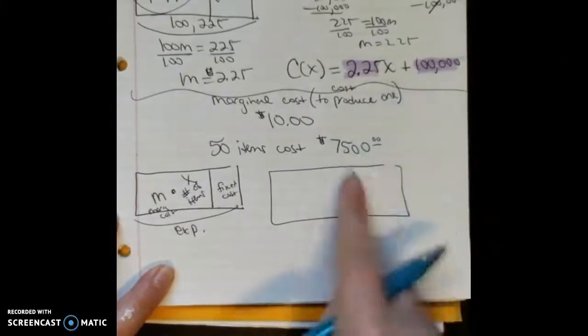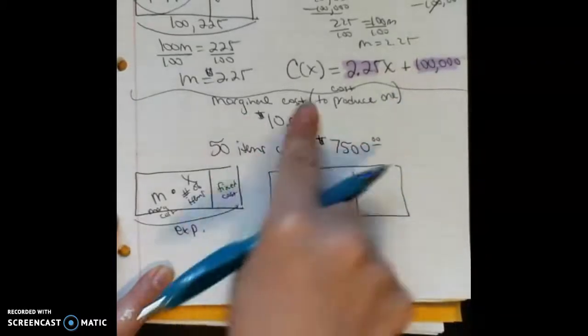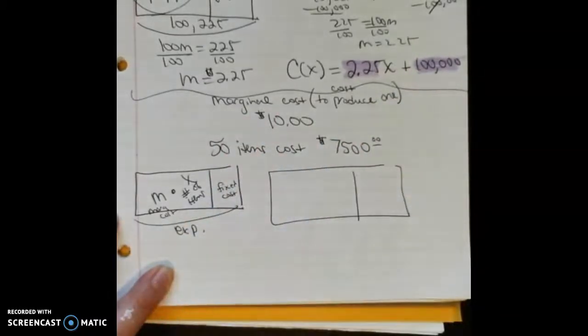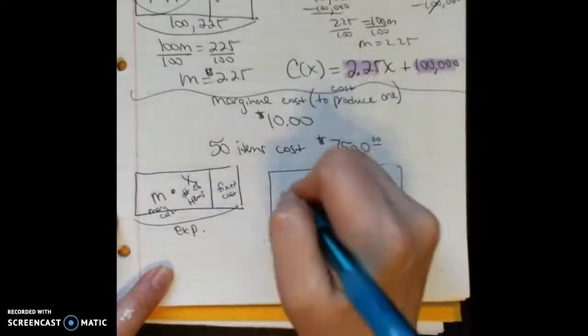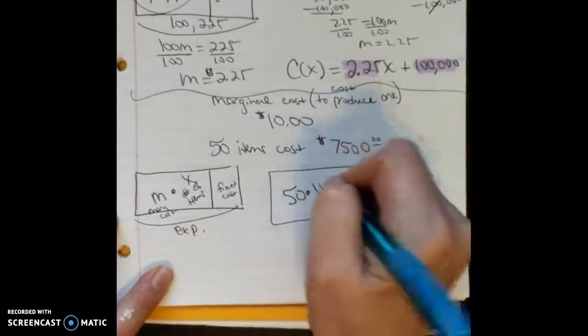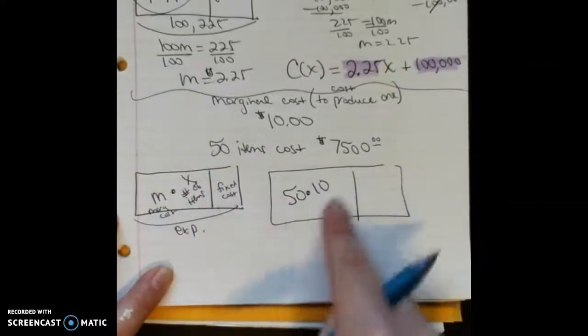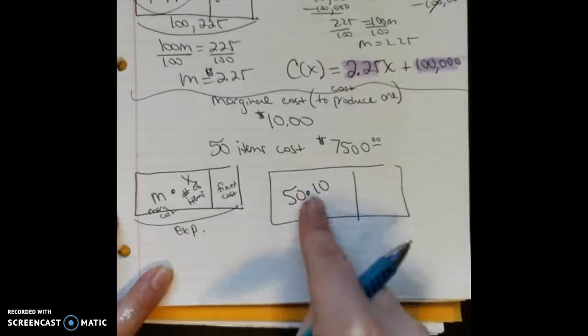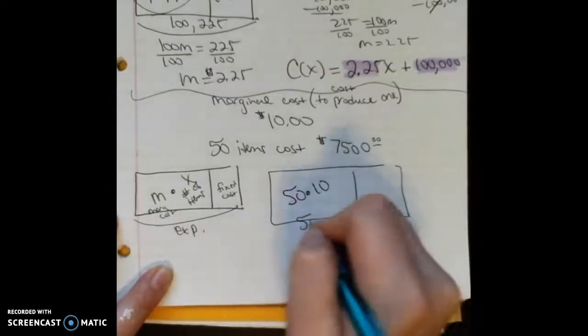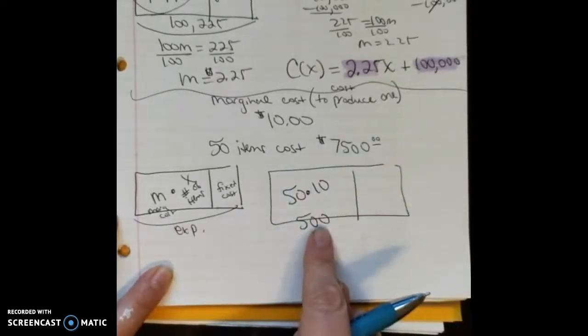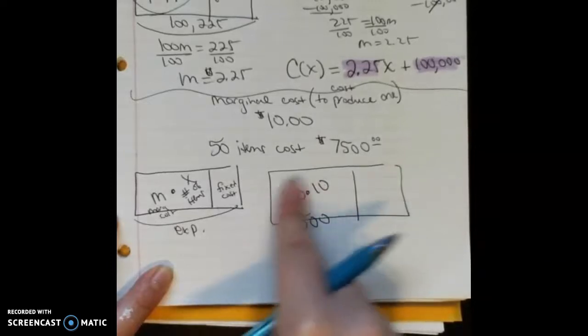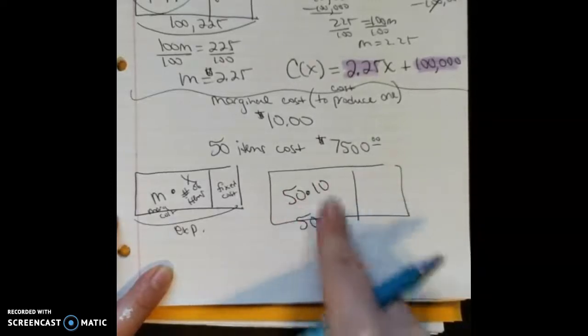So do I know my fixed cost? I don't. I don't see anything that says fixed cost here. I do know that I have 50 items that cost $10 each. So I know the number of items and I know what they cost. So I actually this time know this part of the chart. I have to multiply to get it. But I do know that I have $500 in the marginal cost part. So this is the marginal cost part figured out.